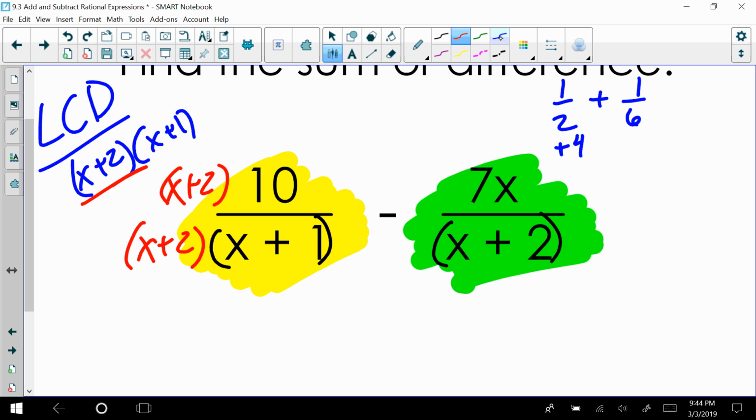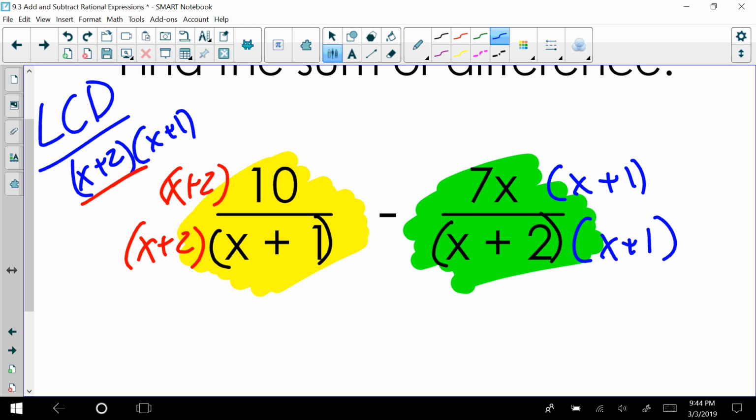Okay, well we come over here to the green, right? Come over here to this green one. Well, what's the bottom missing? Well, it needs an x plus 1. Now if I multiply the bottom by x plus 1, I got to do it to the top.